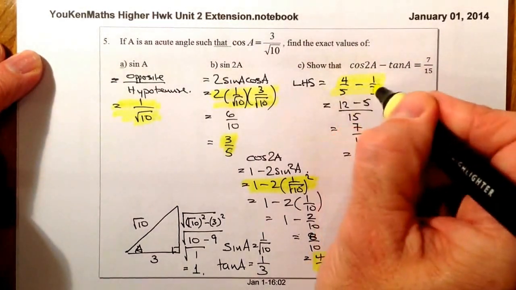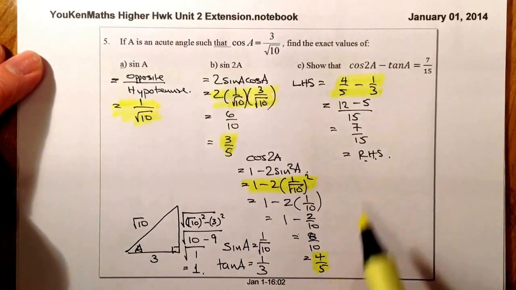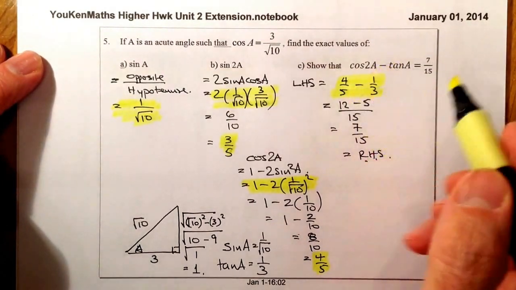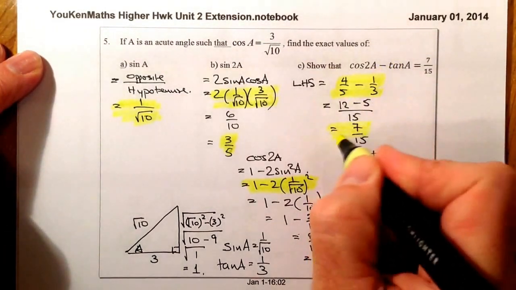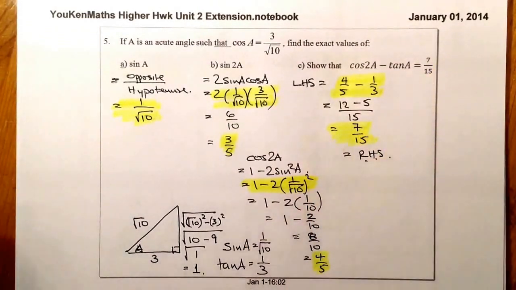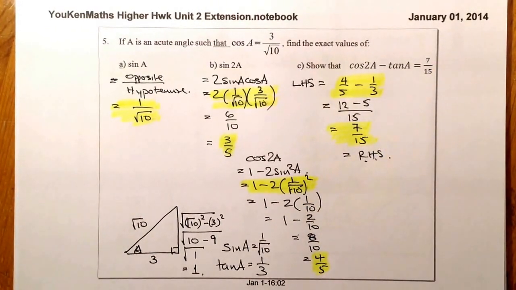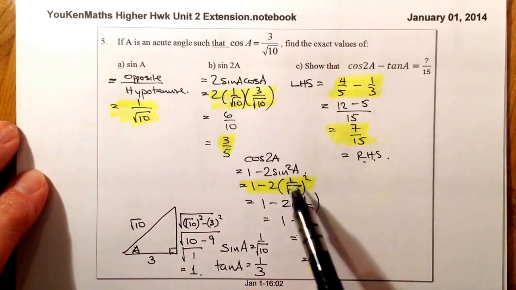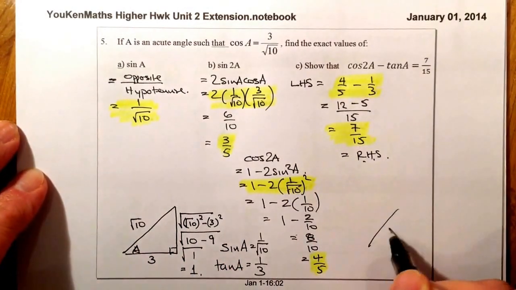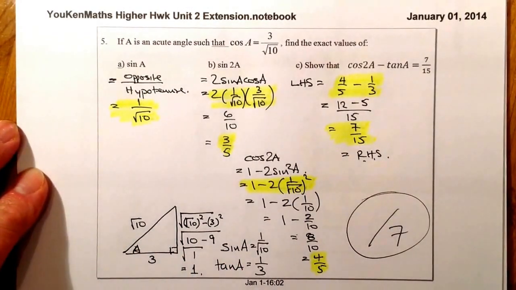Following on from that, a mark for putting the fractions or substituting the whole fractions in for the left hand side, and finally getting the final answer equaling the right hand side that's there. So we've got 1, 2, 3, 4, 5, 6, 7. We've got 7 marks for this question here.